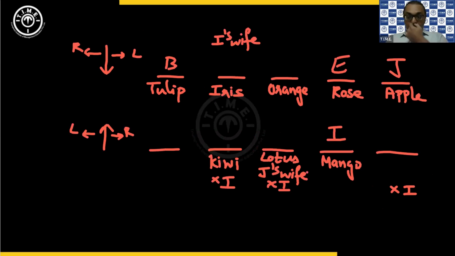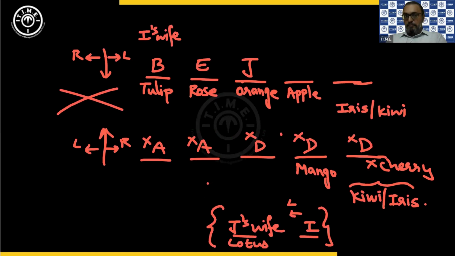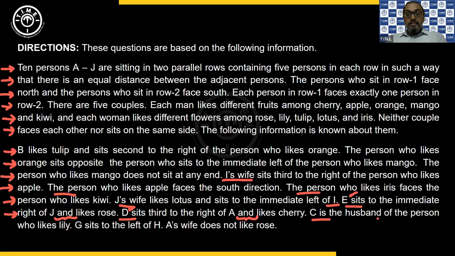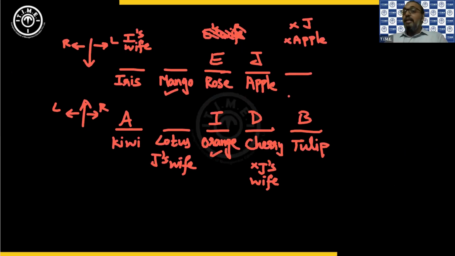Then coming here, again, there is only one possibility, again in the north facing only, D at the last with cherry, and then you can have A as kiwi. Then we have C is the husband of the person who likes Lily. Now Lily can be given only in south facing here, and that I can know that this is C's wife.